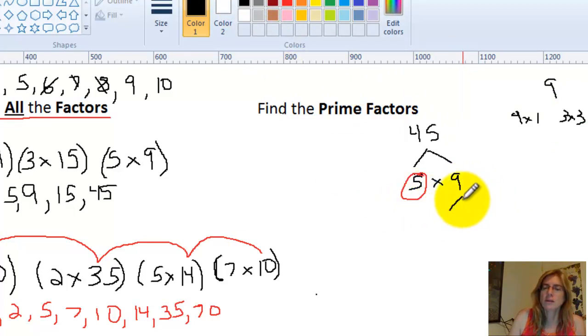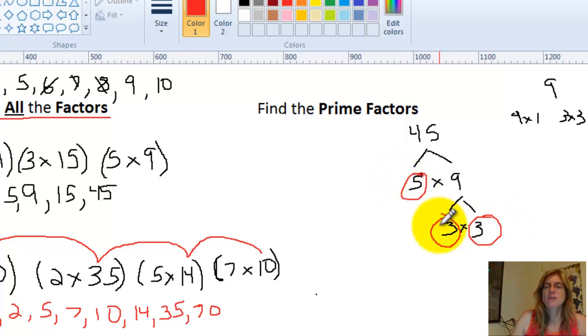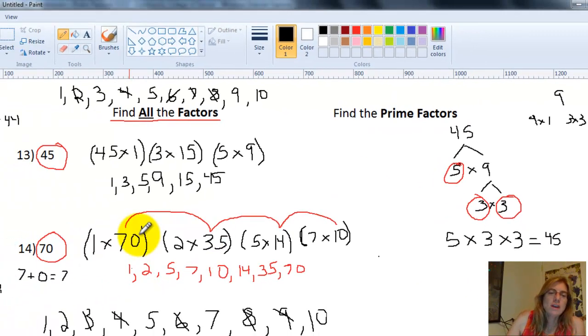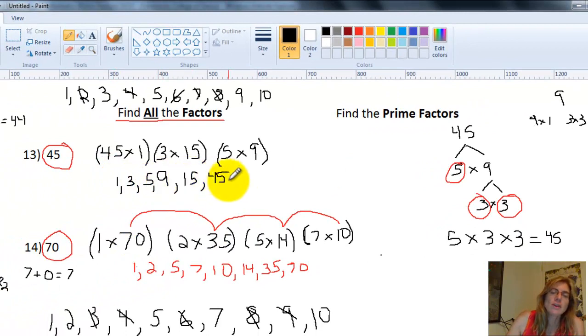So you do that. You break that number down. 3 is a prime number. So you circle the prime numbers. 3, 3. And this is your prime factorization. 5 times 3 times 3. So we'll write that out. And that's supposed to equal 45. If it doesn't, you made a mistake. These are all prime numbers, so they're considered prime factors of 45. These, 1, 3, 5, 9, 15, 45, are all the factors.